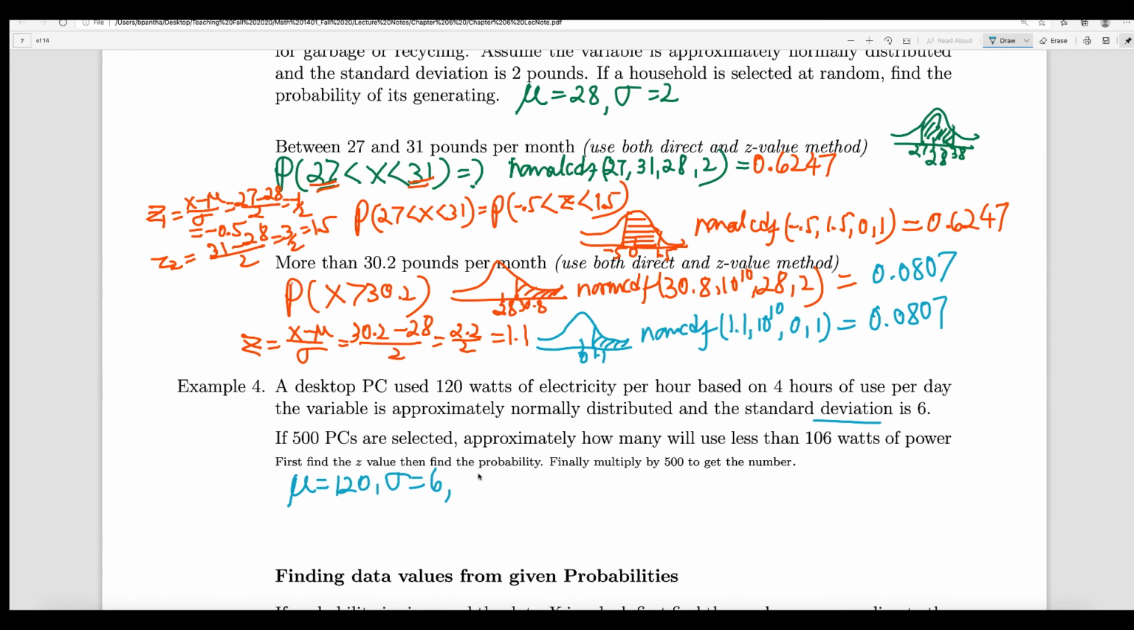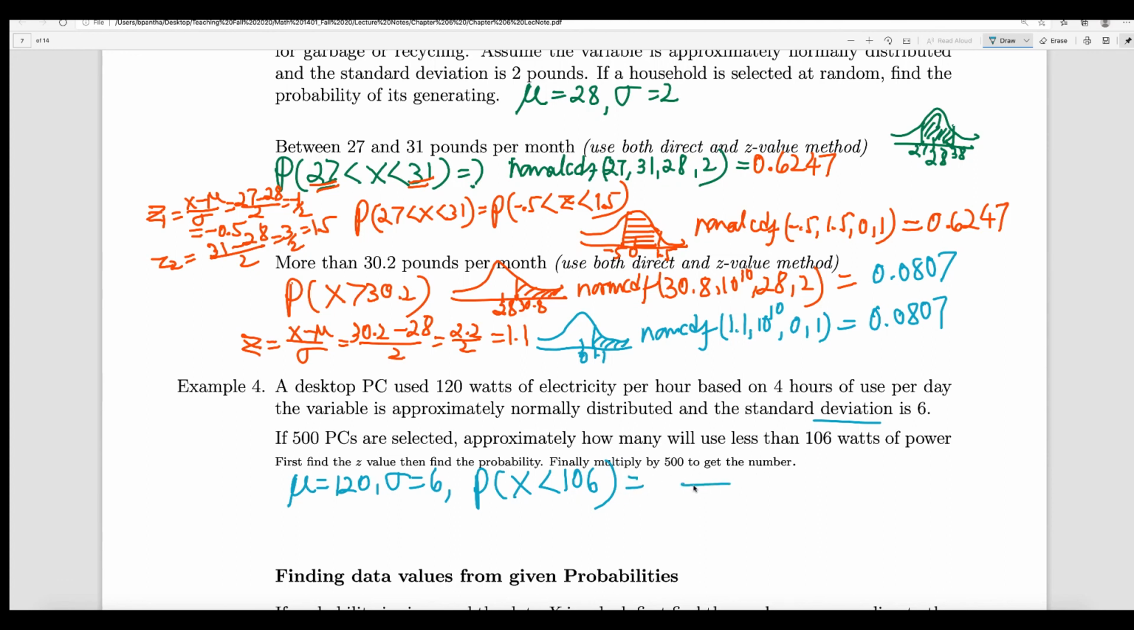So let us find out for one PC first. If one PC is selected, what is the probability that X is less than 106? First find the G value, then find the probability. Finally multiply by 500 to get the number. So this is the G value method. This hint is for the G value method. But if you are doing the direct method, then how do you do that?